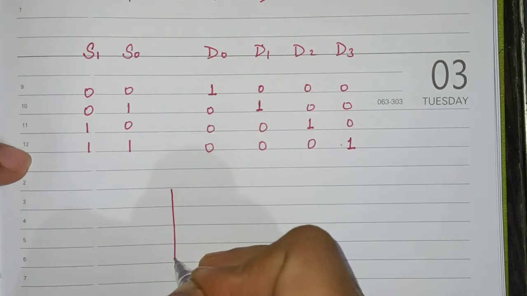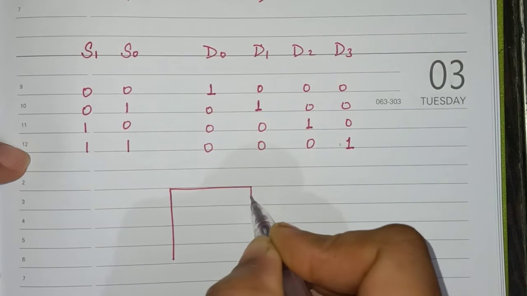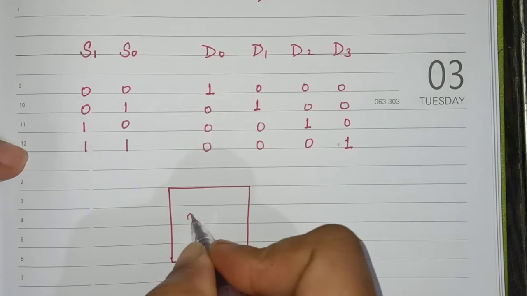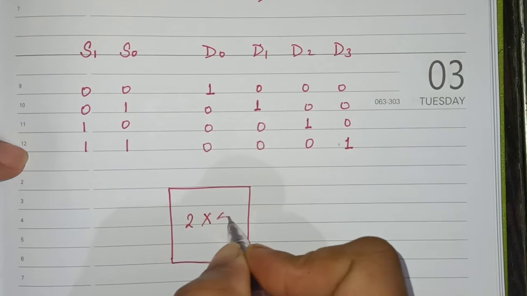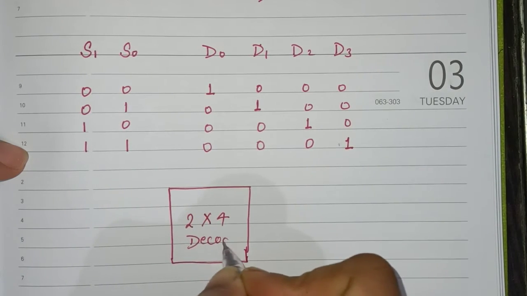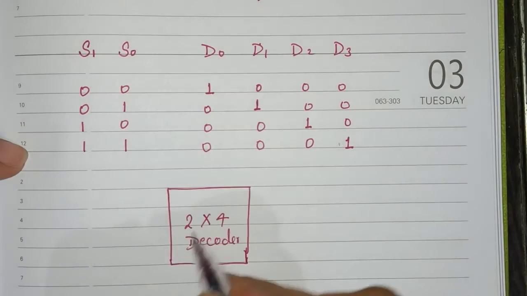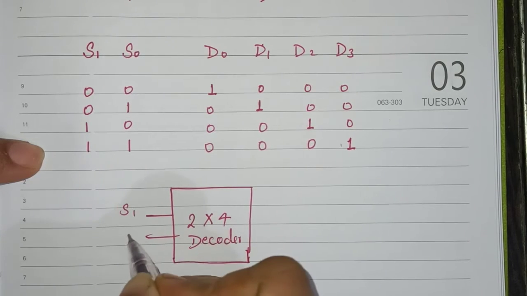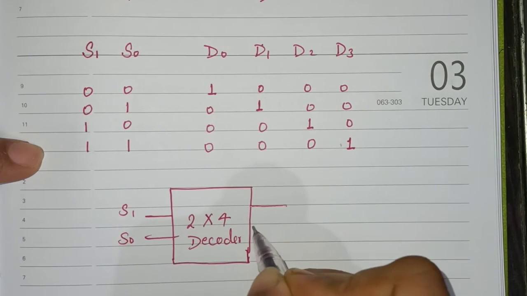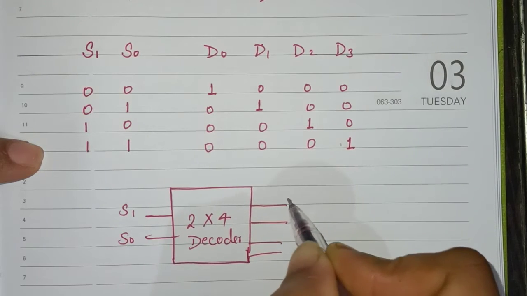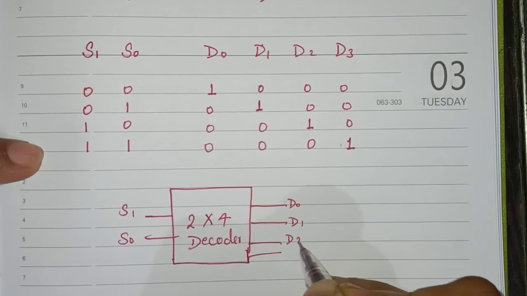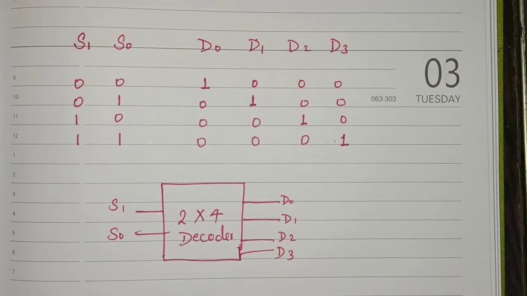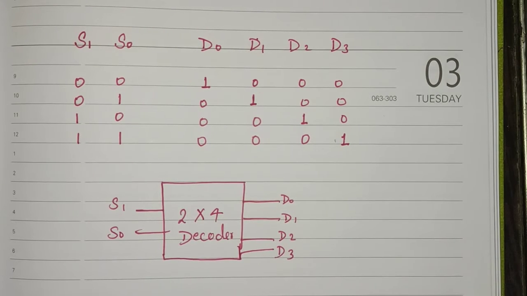Let's see the block diagram of the 2 into 4 decoder. Block diagram means it's not a logic diagram, just a block diagram. So here we draw a box and write 2 into 4 decoder. In the 2 into 4 decoder we pass two input lines, S1 and S0, and we get 4 output lines, D0, D1, D2 and D3. So it's the decoder block diagram.